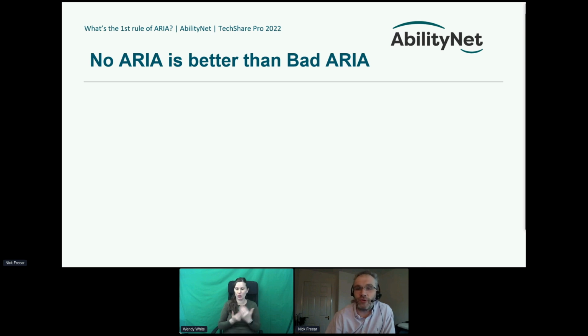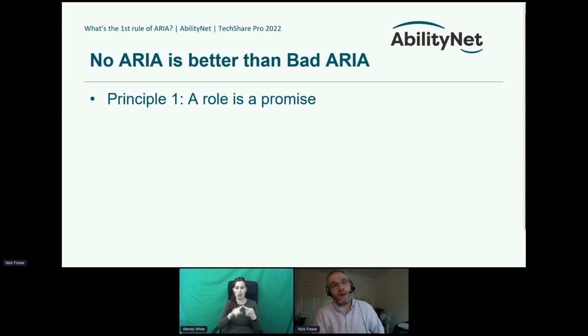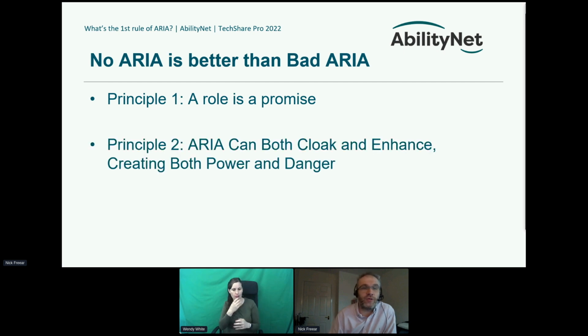There's also 2 principles. There's a document called the Authoring Practices Guide, which I'll refer to again, and there's a read me first section there, which talks about a role being a promise. So a role is a promise, which means that it sets up some expectations about behavior, about what keyboard shortcuts will work, and about how something will behave. And also principle 2, ARIA can both cloak and enhance. It's quite powerful, and it can cause problems. It can in fact make things less accessible rather than more accessible.